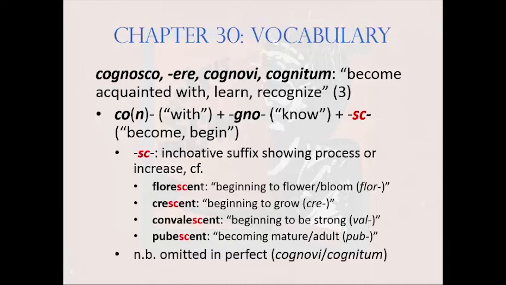And notice that because of its becoming sense, the inchoative affix is naturally omitted in the perfect, where the action is by definition complete, which is contradictory to becoming or beginning. So the perfect forms of cognosco are cognovi and cognitum, no sc. This is a typical pattern for Indo-European verbs.